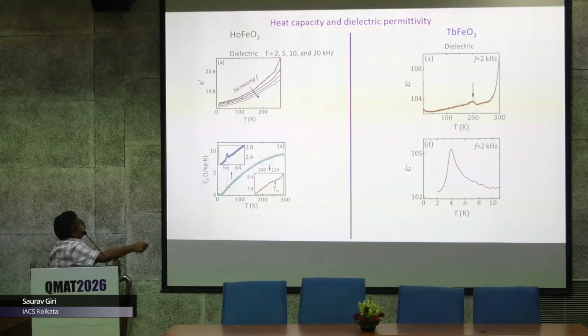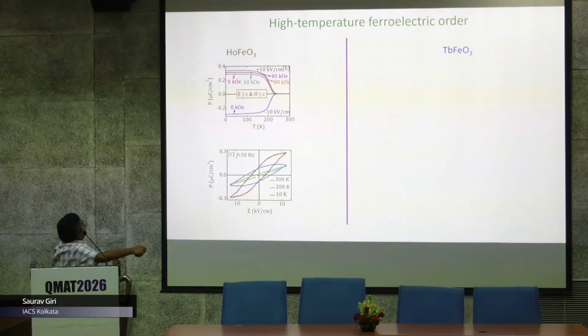A similar measurement was performed for terbium, but it shows the peak in the real part of the dielectric permittivity at close to 200 Kelvin, and we also extended our measurement to low temperature. At the rare earth ordering temperature, there is another peak we observed, which indicates there is a ferroelectric order for terbium too. However, we observed the ferroelectricity even for the holmium compound around 210 Kelvin.